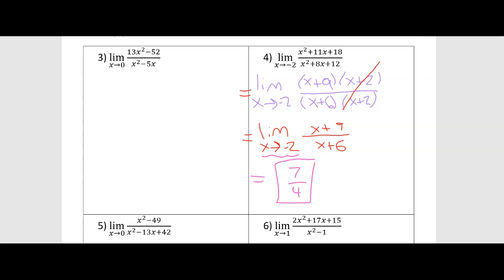Okay, so you can try these other ones on your own, and I will see you back for the second part of this lesson where we talk about using conjugates.